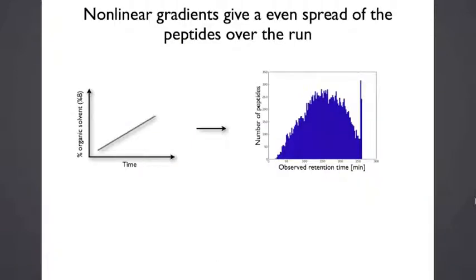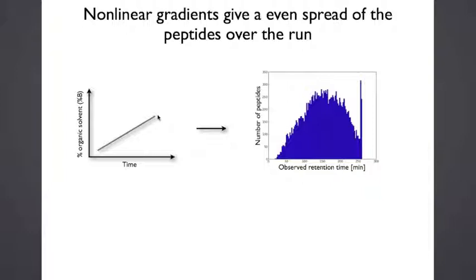But first, before describing Gradient Optimizer, I would like to very briefly give an intuition as to what nonlinear gradients are and what they are useful for. As you know, when we separate peptides on a reverse phase liquid chromatography column, we use this kind of linear gradient. That means that if we plot time on the horizontal axis and the percentage of organic solvent that we add at a certain time point on the vertical axis, we will get this kind of line.